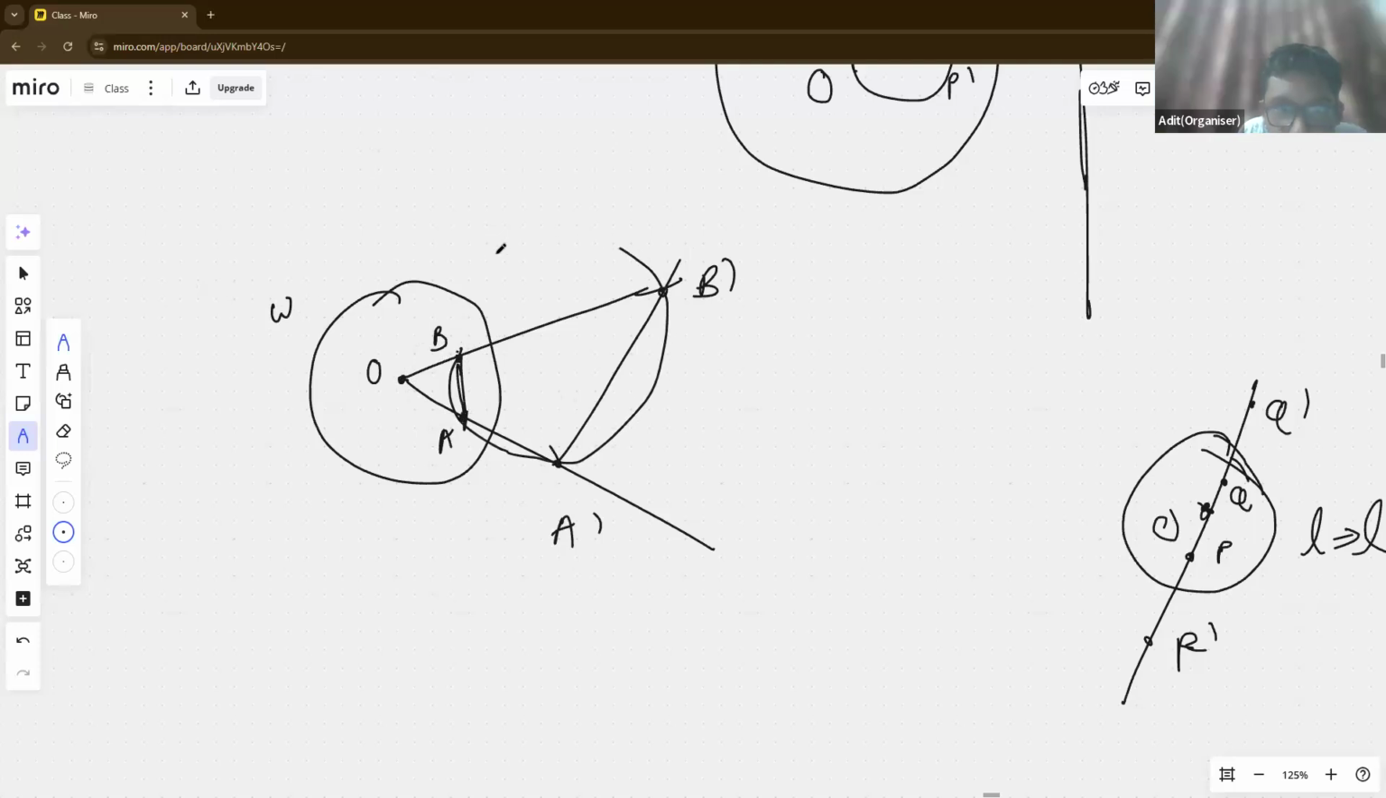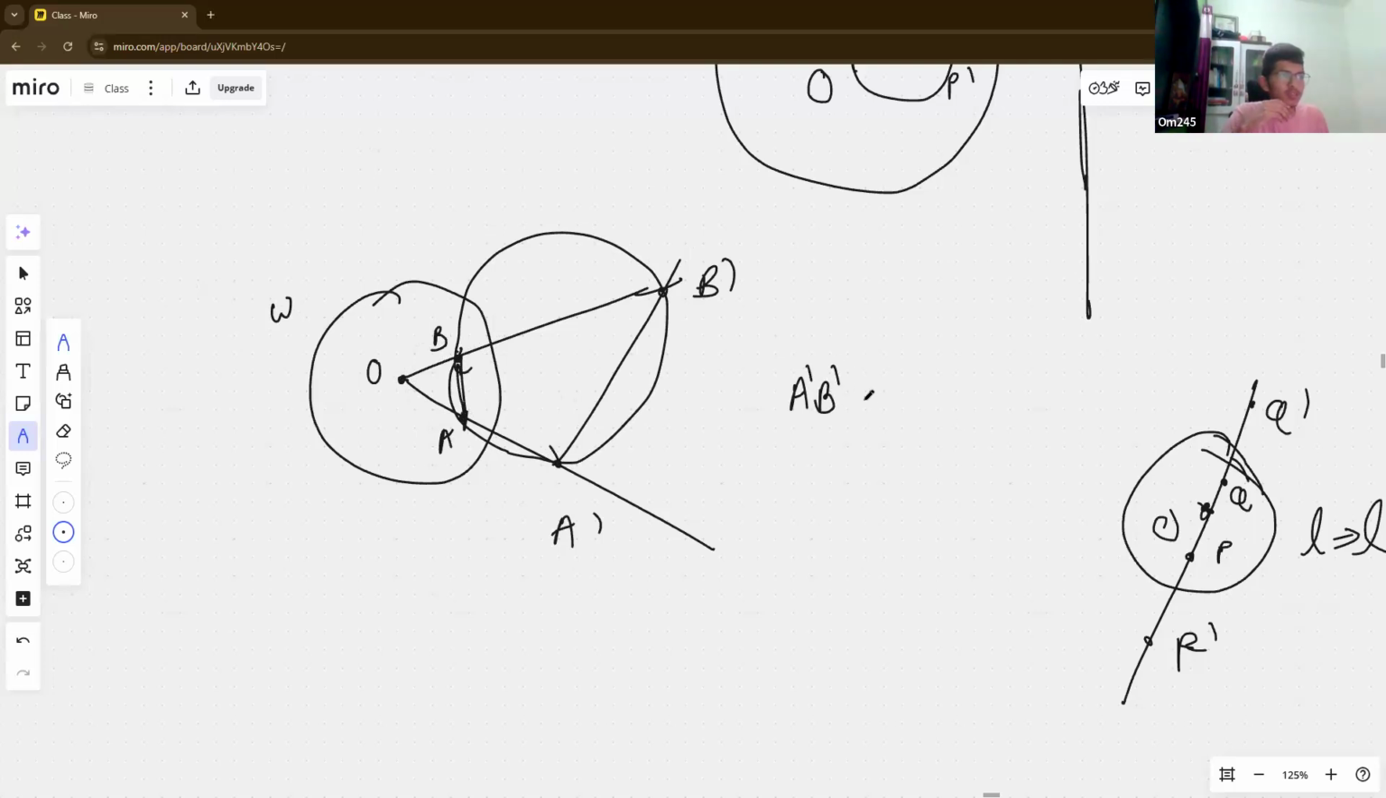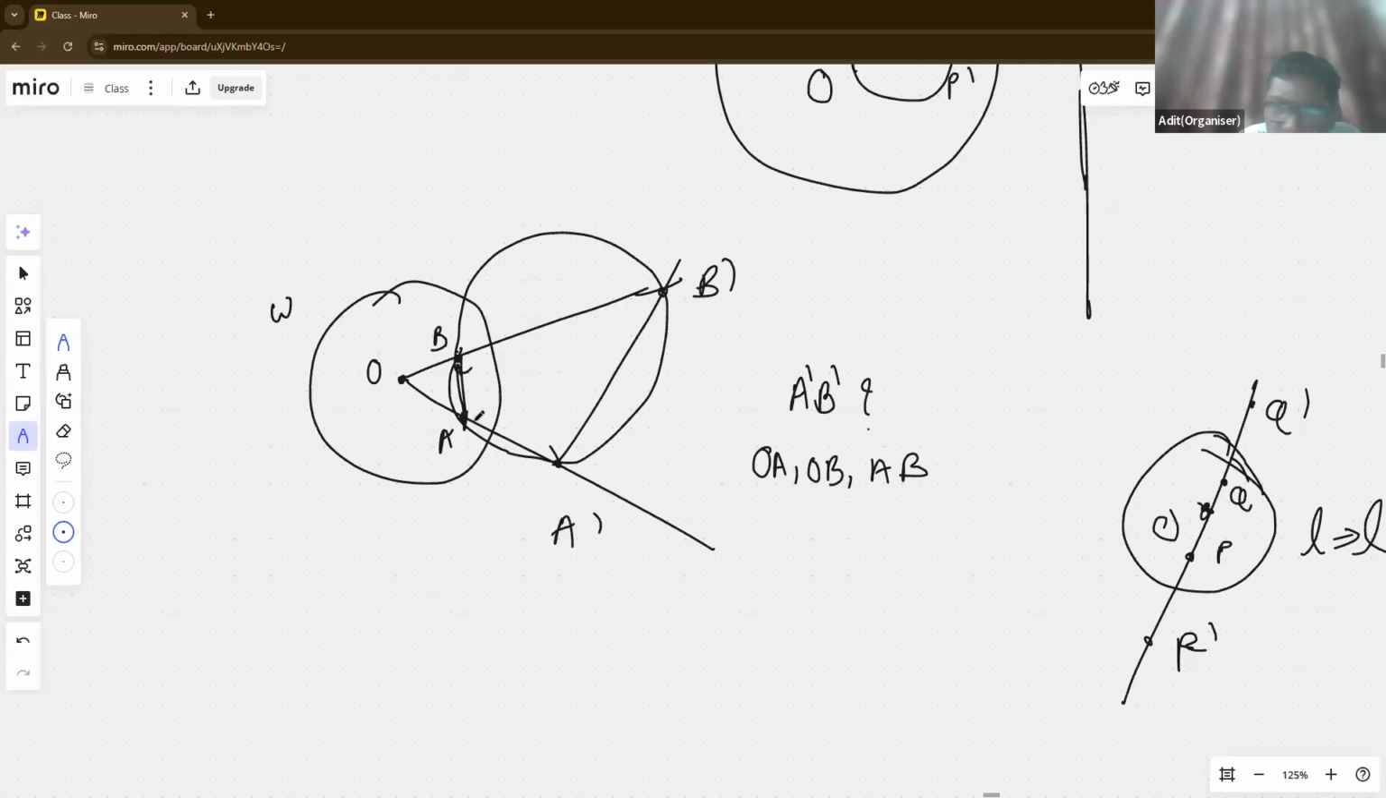What do we have to prove? The length of A dash B dash, in terms of OA, OB, and AB, because those are given points. AB are given, O is also given. And the radius, right? Because the radius would matter. Yes, the radius, because we have circles, so we have to consider it.